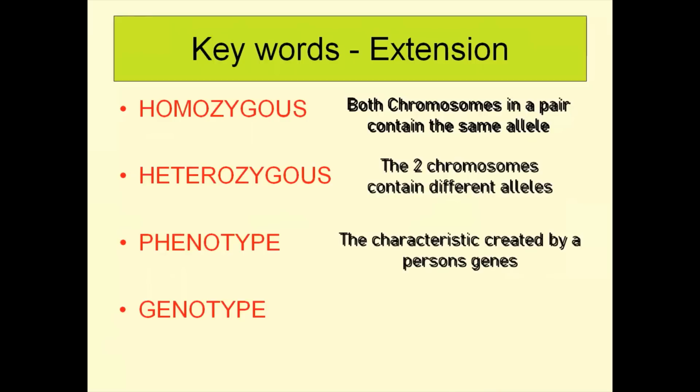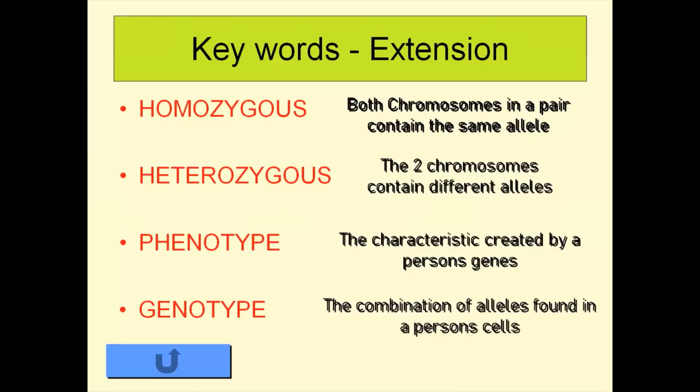Phenotype is the characteristic created by the person's genes. For example, if the genes present are capital B, small b, we know that the characteristic expressing itself will be brown eyes. So brown eyes is the phenotype. Genotype is the combination of alleles found in the person's cells. So the combination of alleles which results in the character is the genotype. For example, brown eye is due to capital B alleles present in a gene.